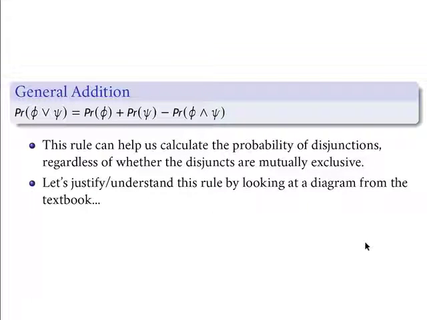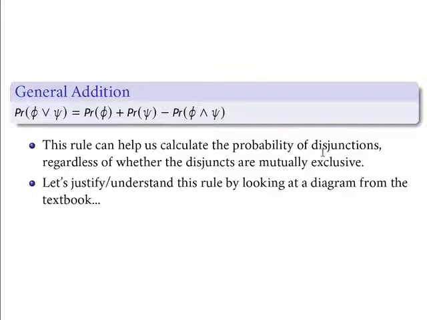But now, in general, to calculate the probability of a disjunction, you add up the probability of the disjuncts and then you subtract the probability of their conjunction, the conjunction of the two sentences, which are the disjuncts in the original sentence you care about. Then this rule can help us calculate the probabilities of disjunctions regardless of whether the disjuncts are mutually exclusive.